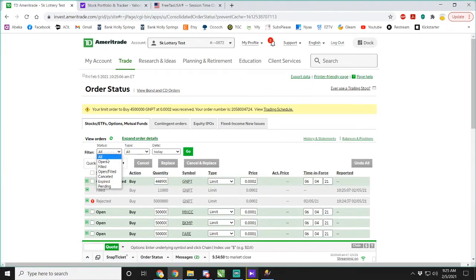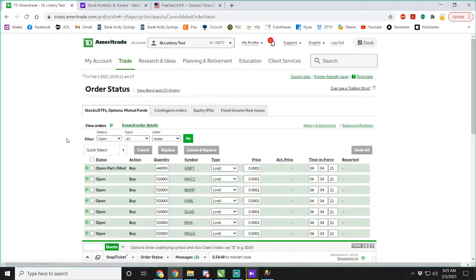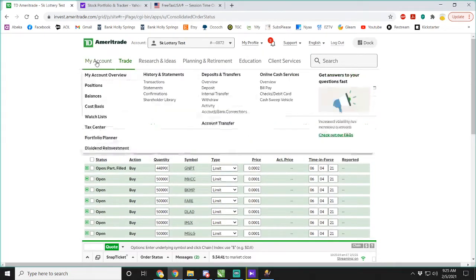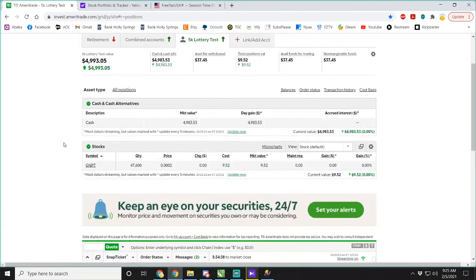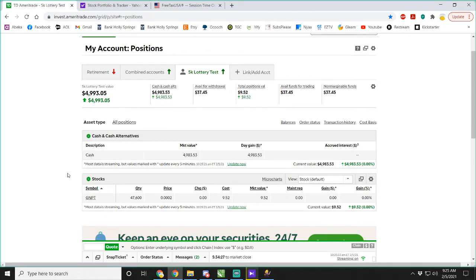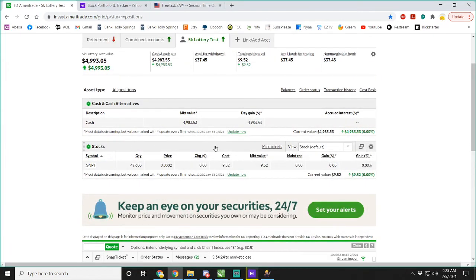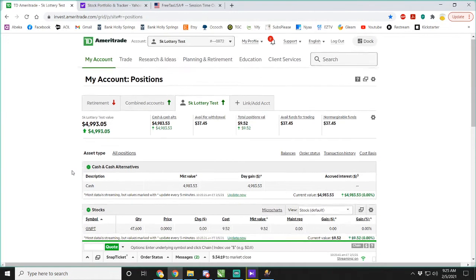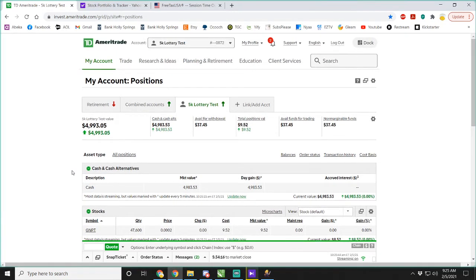Okay, now at this point we have all orders open with one that's been partially filled. If we go look at our positions, we will see that so far we've picked up 47,000 out of the 4.5 million shares that we put in our order. For today, we're done. We're going to let this sit, see how many orders can fill by the end of today, and we will check back at close of day.